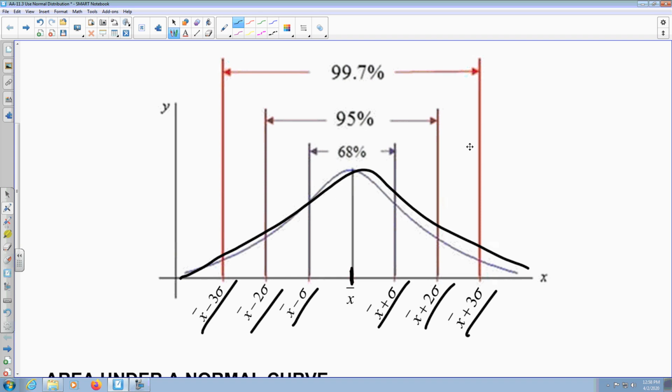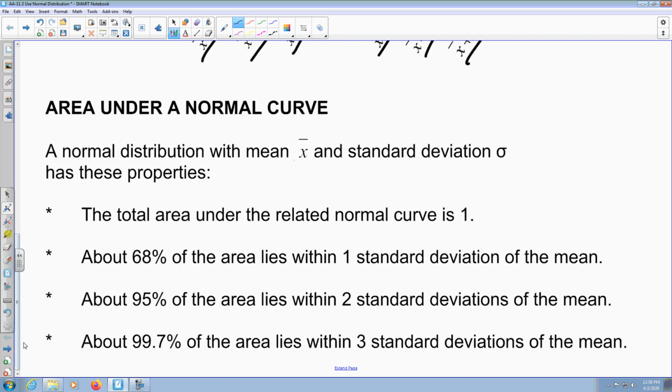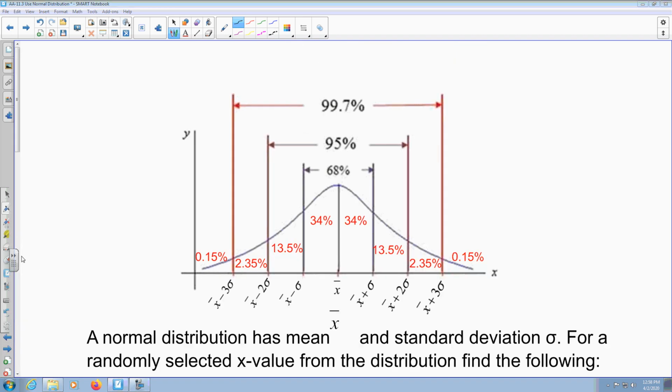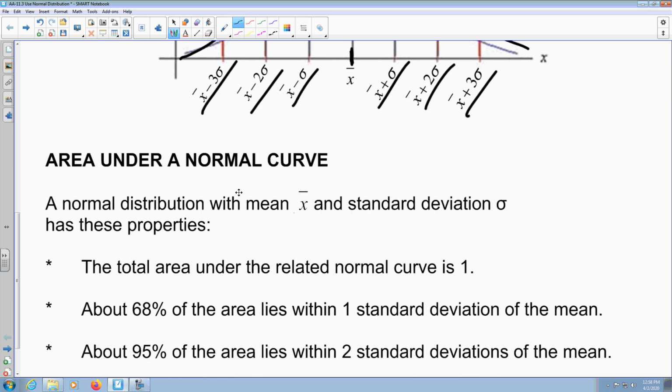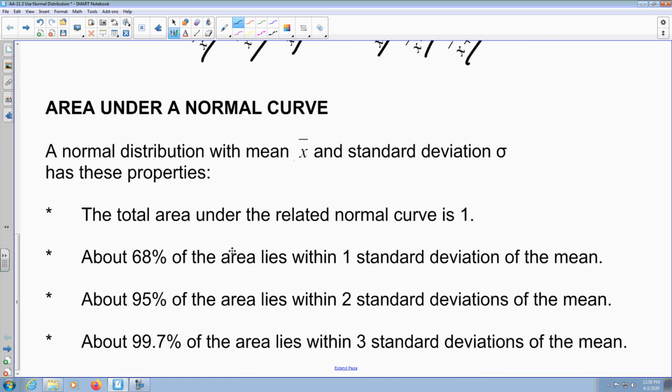So you have these percentages here: 68%, 95%, 99.7%. What this means is, the 68% means it lies within one standard deviation of the mean, 95% lies within two standard deviations of the mean, and the 99.7 is it lies three standard deviations to the mean.